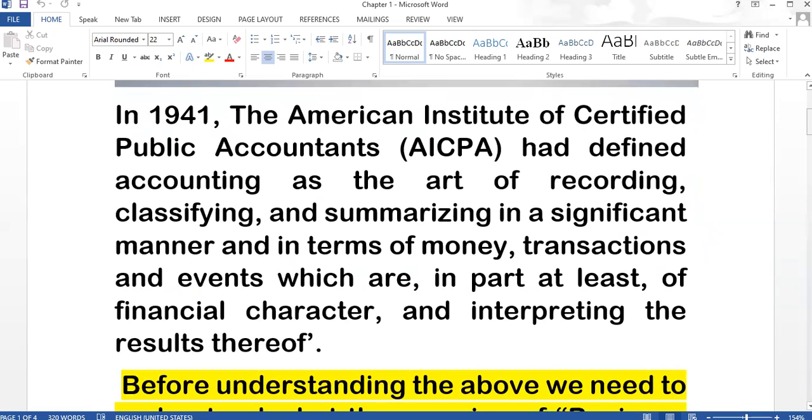In 1941, the American Institute of Certified Public Accountants, AICPA, had defined accounting as the art of recording, classifying, and summarizing in a significant manner and in terms of money, transactions, and events which are, in part at least, of financial character and interpreting the results thereof. This is the definition given by the American Institute of Certified Public Accountants.